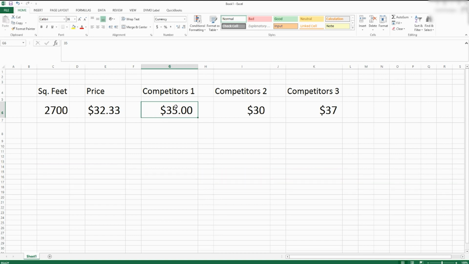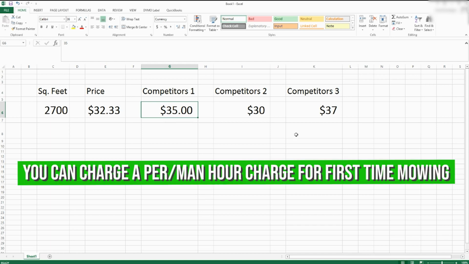So you can imagine how effective this can be when you're running your business. You don't want to go out and measure and look at the lot every time. Now, you are going to run into special cases, right? Like how to handle first-time mowing. The way I handle first-time mowing may be different than how other people do it. I charge on a per man-hour basis on the first mowing.